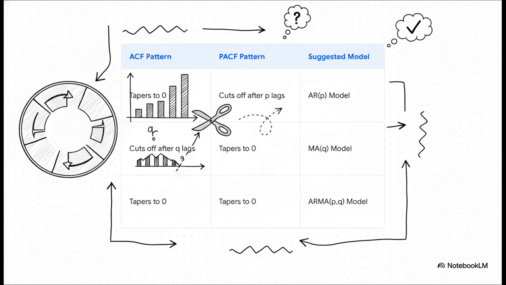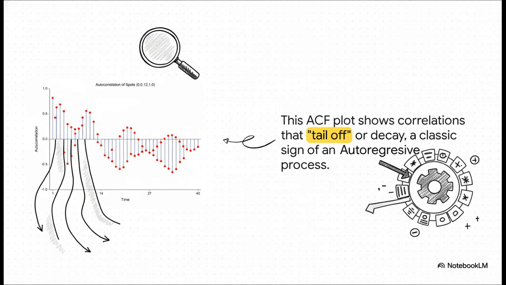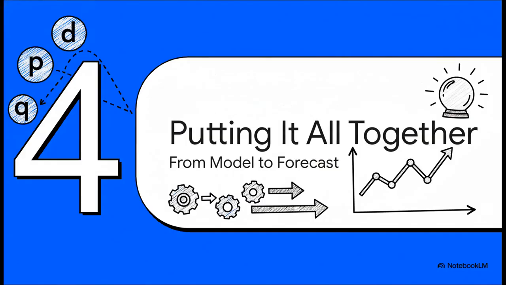For example, if you're looking at a PACF plot and the bars just suddenly drop to 0 after, say, 2 steps, that's a massive hint that you probably need an AR model where P is equal to 2. Let's look at a real one. This is an ACF plot. See how the bars get smaller and smaller, kind of gently tailing off towards 0? That slow, decaying pattern is a classic signature. And if we look back at our decoder ring, that pattern points us directly to an autoregressive, or AR, process. Pretty cool, right?